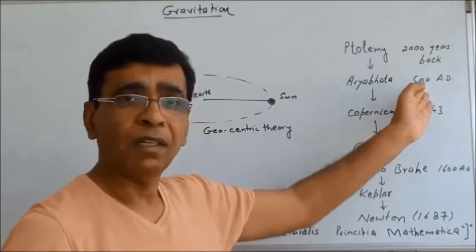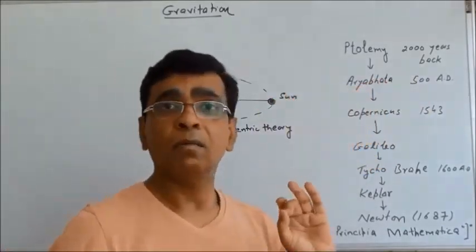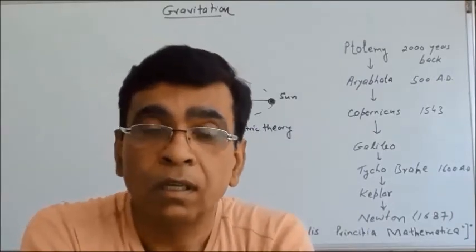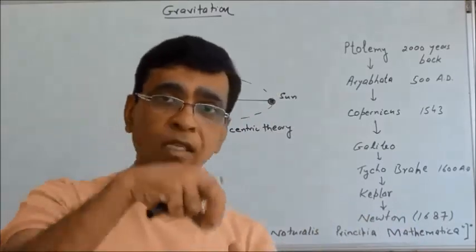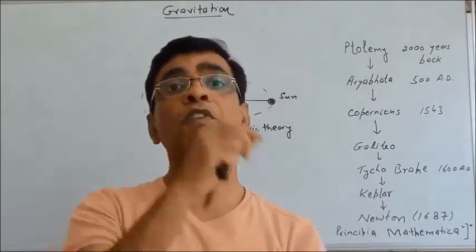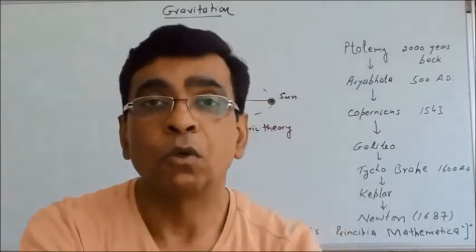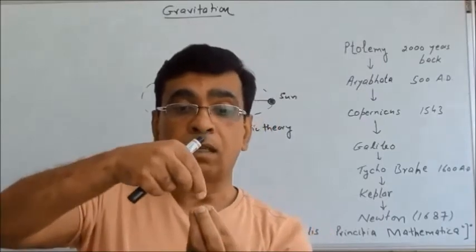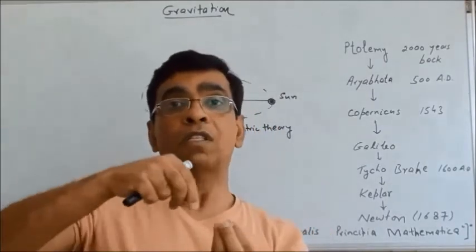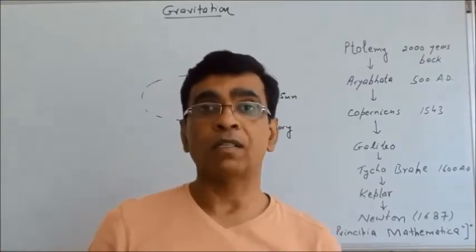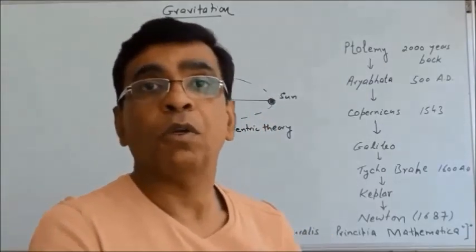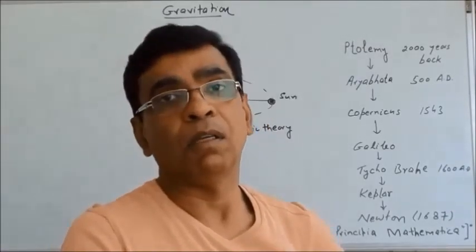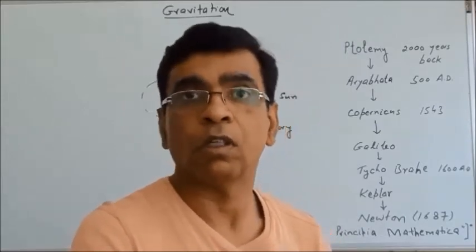In about 500 AD, Aryabhatta, an Indian astronomer, gave a theory. He said that the Sun is at the center and Earth moves around it. He also explained solar eclipse and lunar eclipse. He also told that the Earth, apart from moving around the Sun, also moves about its own axis. But this theory given by Aryabhatta does not find any mention in Western literature, maybe because the communication was not so strong in those days.